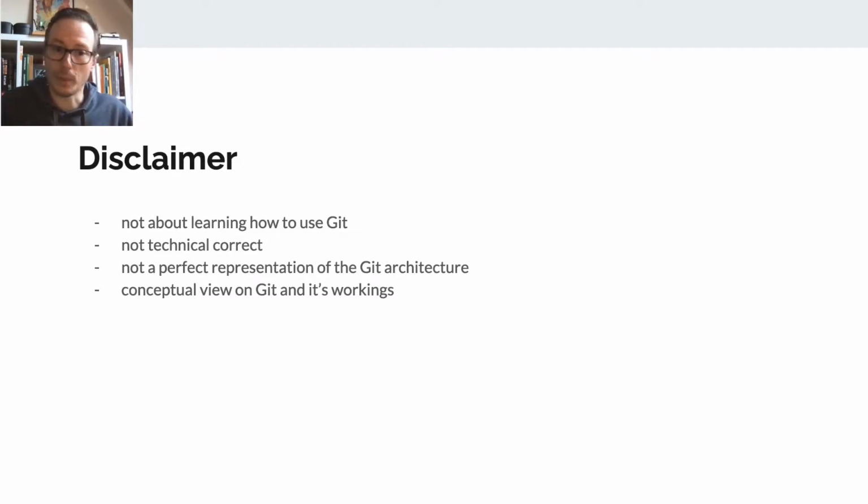This talk won't be technically correct. I will use some creative freedom to explain how Git does things. So it's not a perfect representation of the Git architecture, but more a conceptual view to give you some more insight in how Git works. And I really want to urge you to listen carefully, even with the basic stuff like commits and branches, because you will need that basic understanding for when I dive into the deeper stuff like Bisect and Rebase.